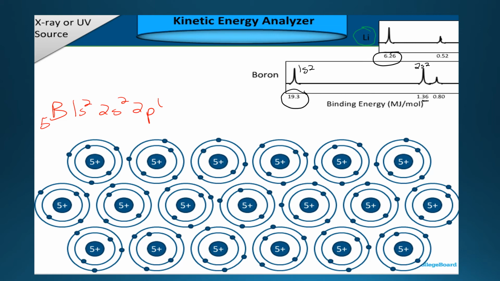Notice that the height of the peak is the same to indicate 2. And your next one is 2p1. It is half as tall as the other peaks, indicating you have half as many electrons.